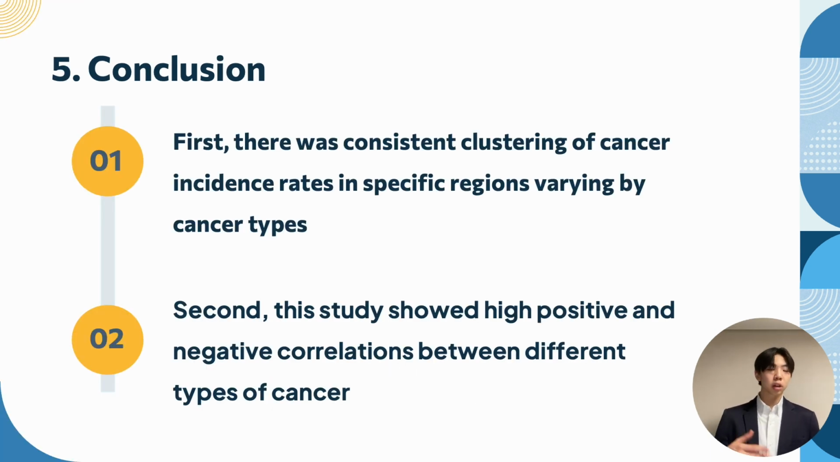So this leads us to our conclusions. 2 main conclusions, 2 main findings from this research. First, there was consistent clustering of cancer incident rates in specific regions varying by cancer types. Meaning, the clustering was different for each and every one of the cancer types, right? There are very statistically significant differences. But second, the study showed high positive and negative correlations between different types of cancer. Once again, variation, it differs depending on what type of cancer that is.